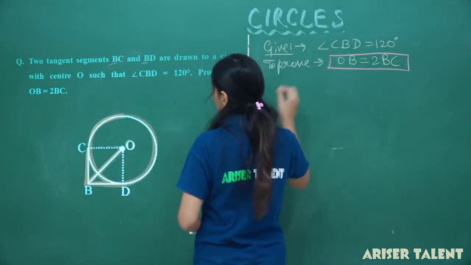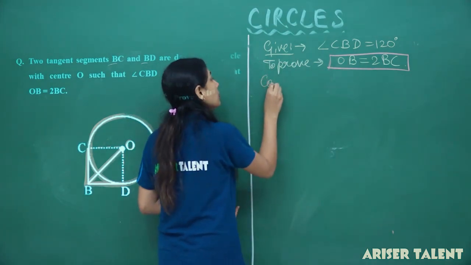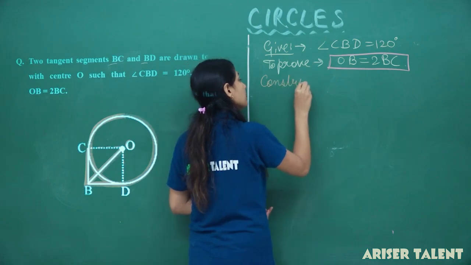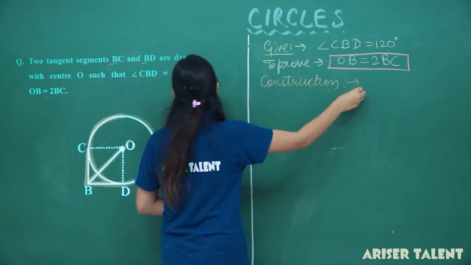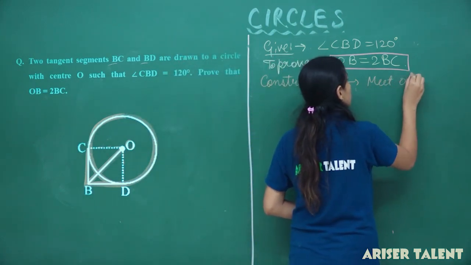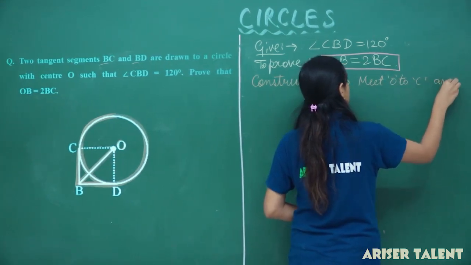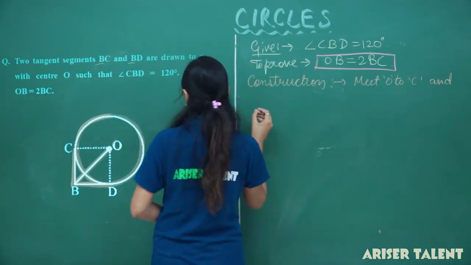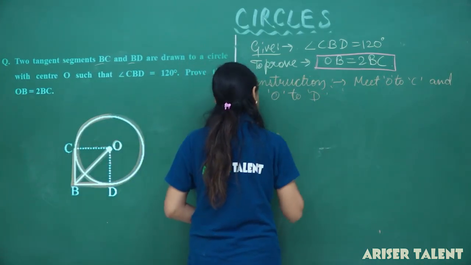Then, the other thing I have in the figure is some construction. The construction part is what I have done: I have joined O to C and O to D. Right, students? This is my simple construction part.